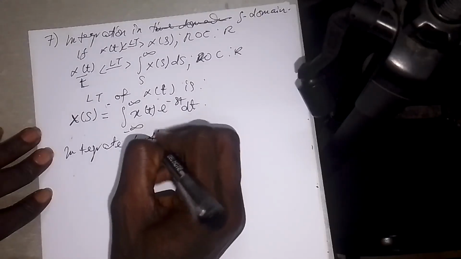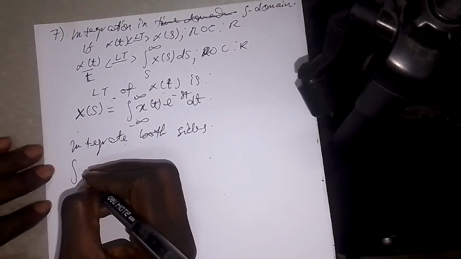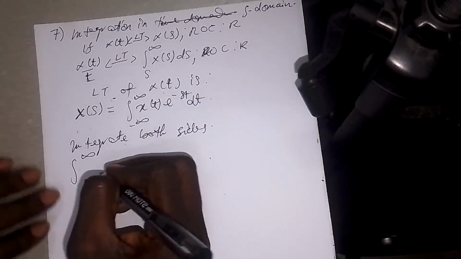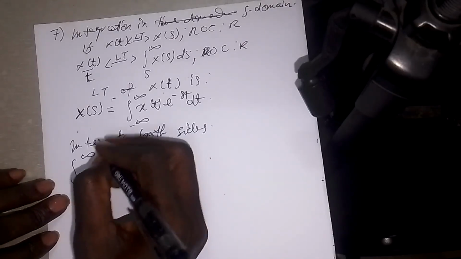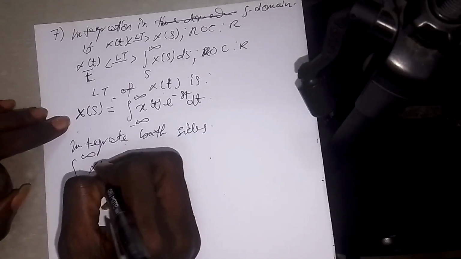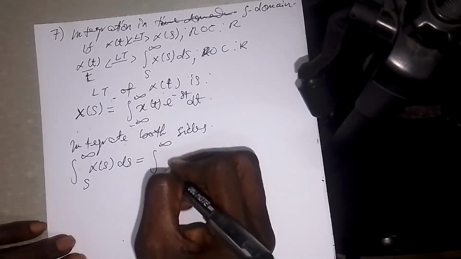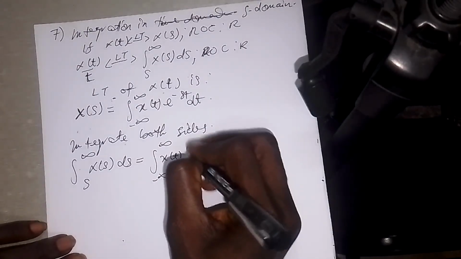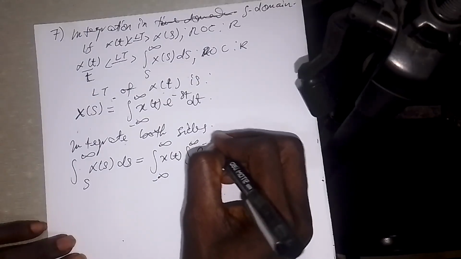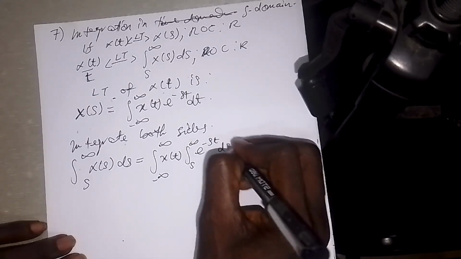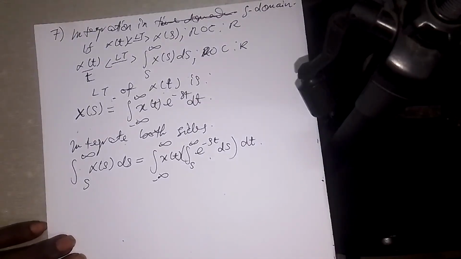If I integrate both sides, then I'm going to have the integral of s to infinity, because it's S domain, starting from s. Integral of s to infinity of x of s ds equals the integral from minus infinity to infinity of x of t, integrating e to the minus st with respect to s, then bringing my dt here.